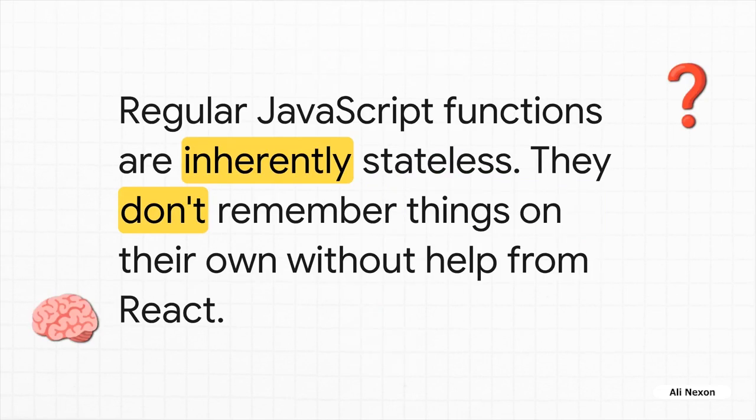Yeah, the short answer is they don't. Not by themselves anyway. A regular JavaScript function has no memory of past executions. It's completely stateless, and that's the exact problem that React is designed to solve for us. It gives our components this special kind of memory, and we tap into that memory using something we call state.